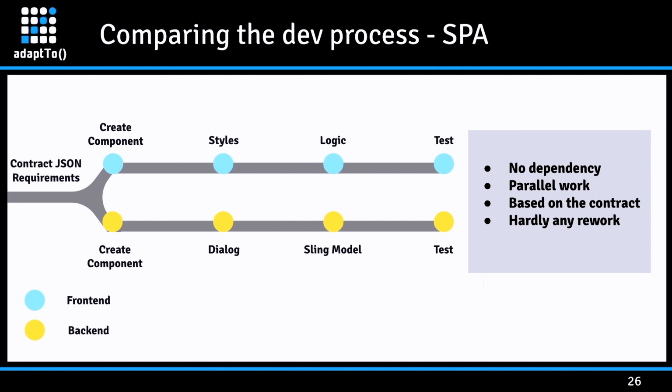What are they going to test? I'm going to test if the JSON is the same. What are they going to test? Well, they are going to test in the Storybook, isolated. So there is no dependency, and the parallel work can be done.